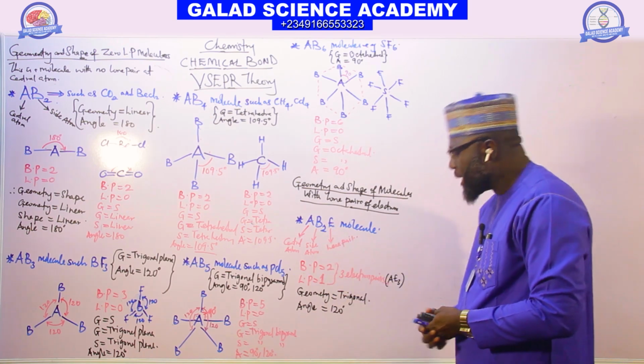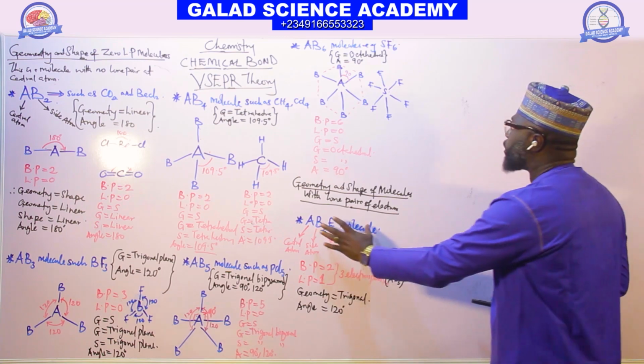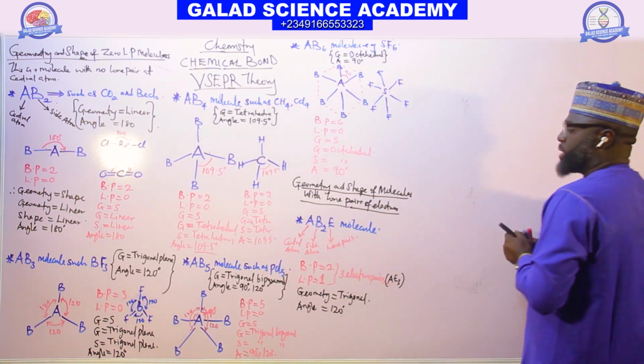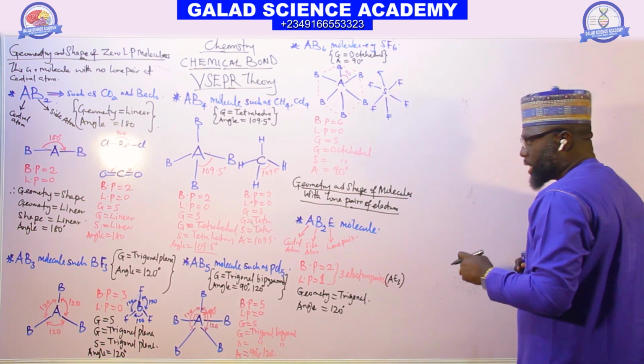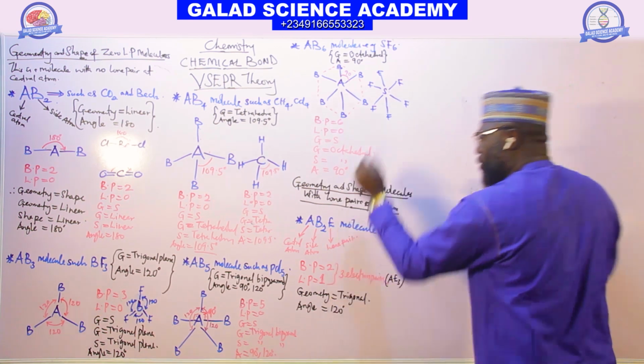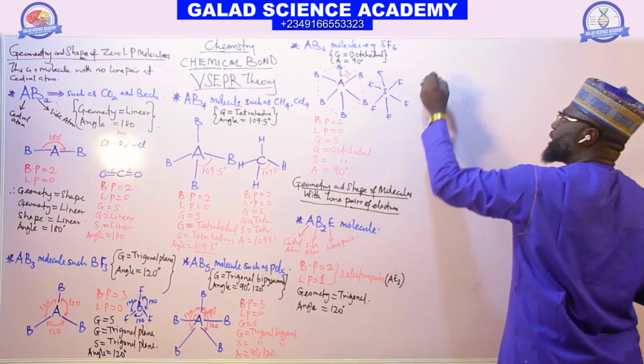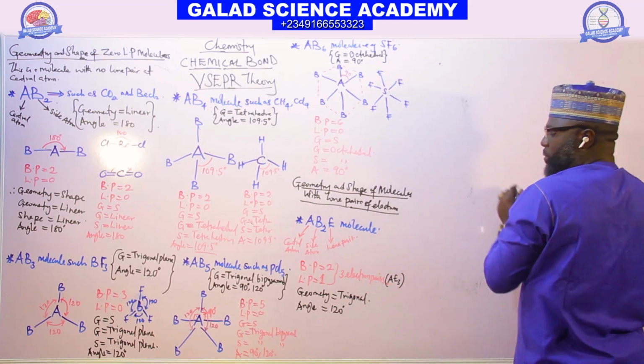Right, let me now draw the structure of this AB2E. Yeah, look at it, the structure now. Let me draw it here, this place is not okay. Oh yeah, this structure will be in this form now.